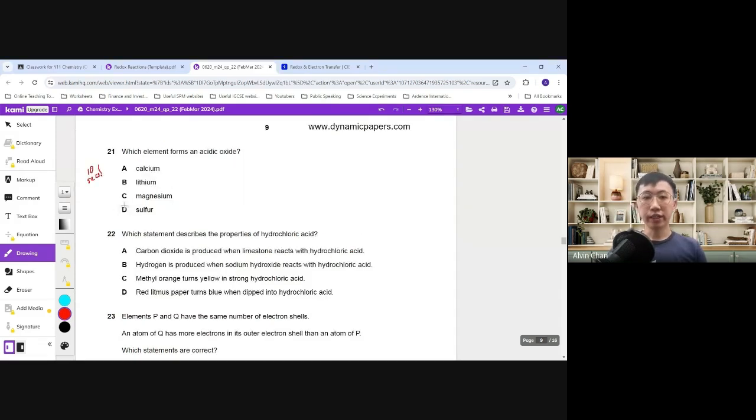21. D. How did the teacher know this super fast? Okay, calcium is group 2, lithium is group 1, magnesium is group 2, sulfur is group number 6. So acidic oxide is referring to your non-metal oxide. Okay, how to memorize whether non-metal oxide is acidic or alkali?